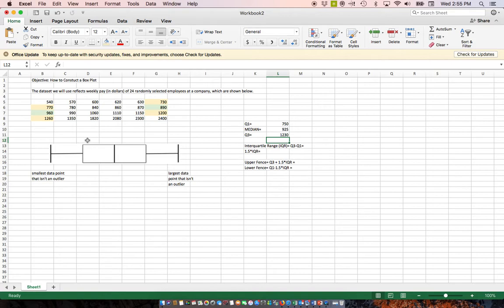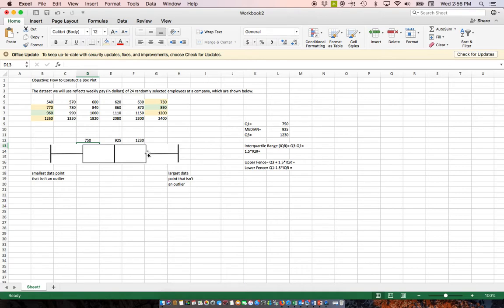Okay, so now let's put these numbers on the box plot. So we have 750, we have 925, and we have 1230. Okay, and so basically the 750 lines up pretty well right here with this vertical line. 925 goes with this vertical line, and then 1230 goes with this vertical line.